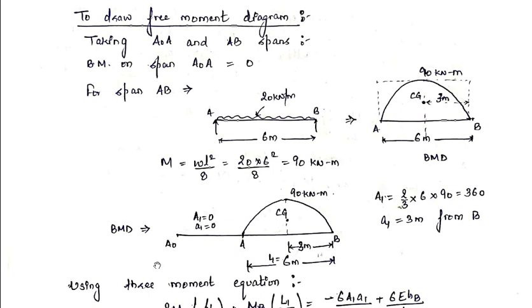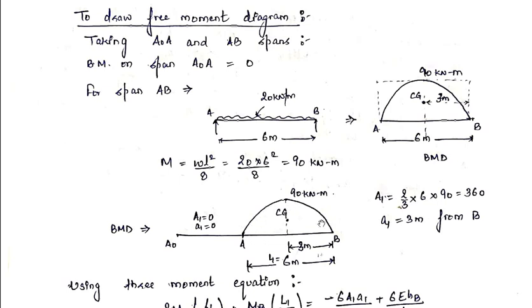Now let's draw the complete free bending moment diagram for the spans A0A and AB. In A0A the bending moment is 0, so there will be no diagram. In span AB we have the parabolic bending moment diagram, so this is 90 and this is 6 meters. In the formula we will need two values, capital A1 and small a1. Capital A1 is the area of the free bending moment diagram between A0 and A. Since there is no bending moment diagram, the value of capital A1 will be 0, and therefore there will be no small a1.